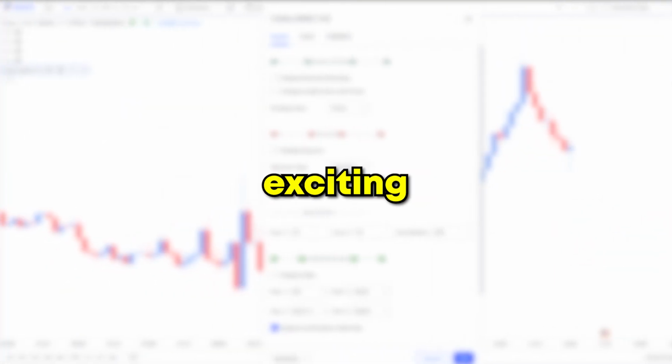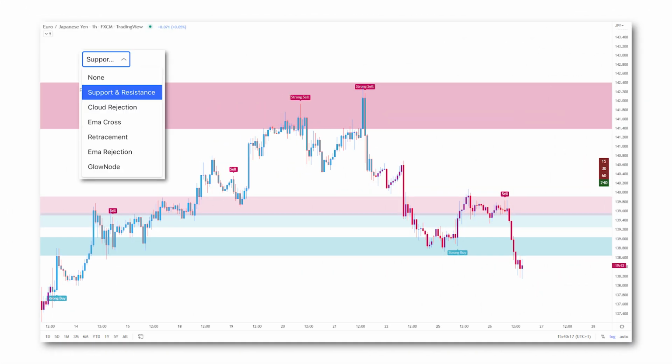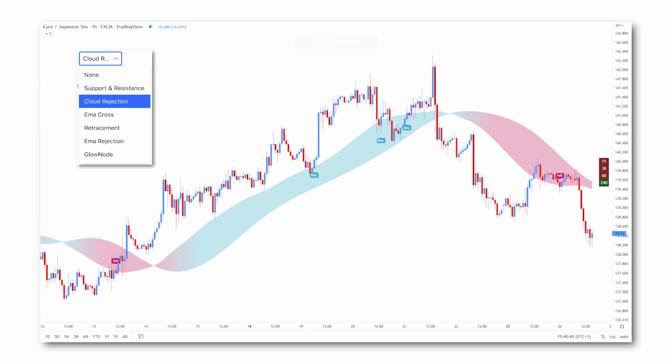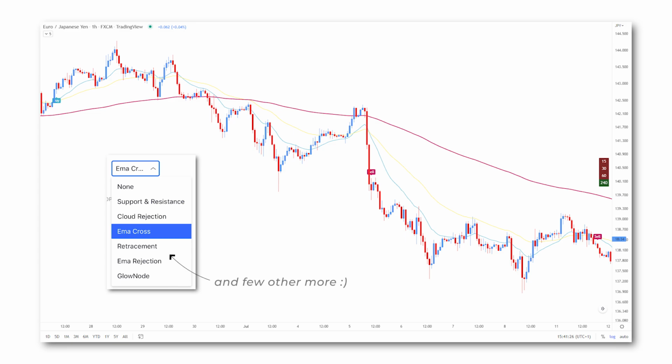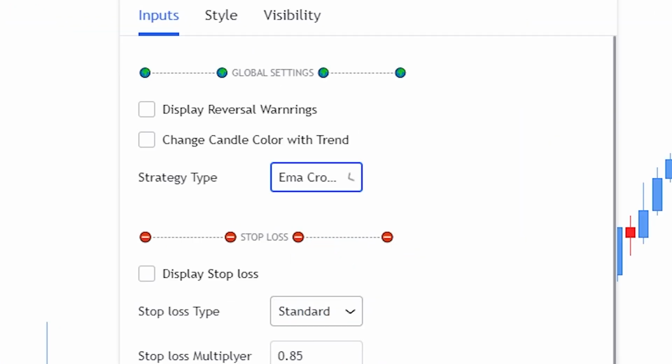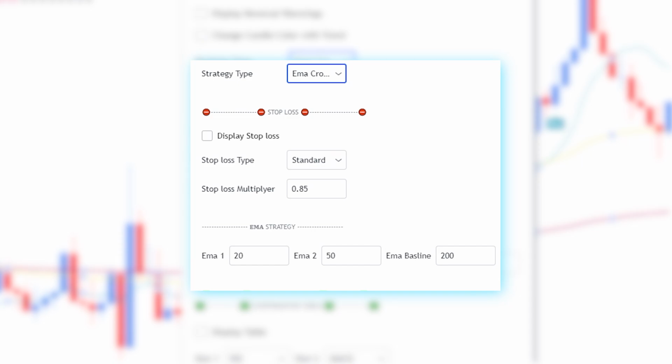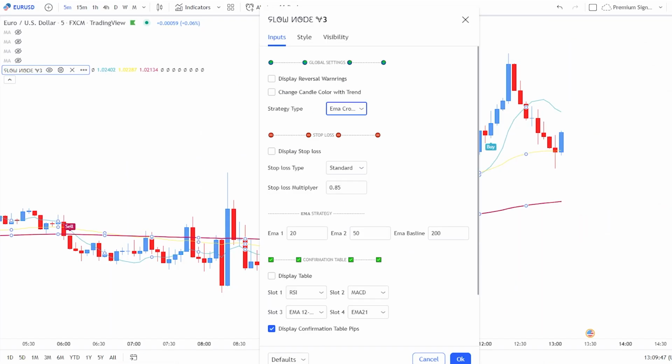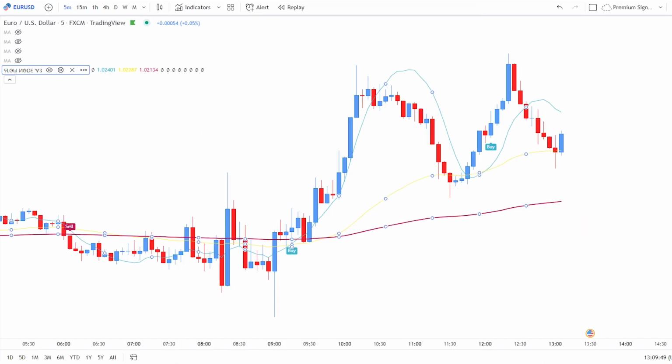Now, the most interesting and exciting feature of this indicator is that it comes preloaded with strategies within itself. You have the option of choosing between support and resistance, cloud rejection, which is basically based on the concept of the Ichimoku cloud, or EMA cross, which allows you to trade using exponential moving averages if that is your preferred method of trading. But for this video, I will show you a strategy that is super simplistic and beginner friendly using the EMA cross. So for the EMA settings, we are going to use 20, 50 and 200 as a baseline for the strategy. And once we are done adjusting the settings, this is how it looks on the chart.